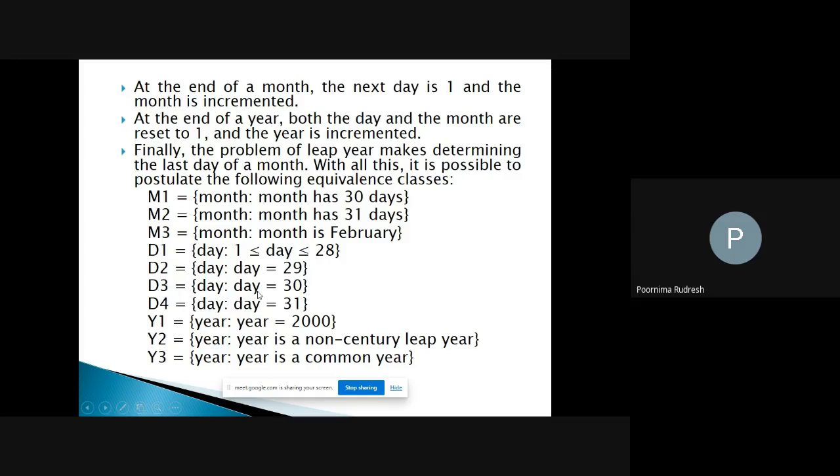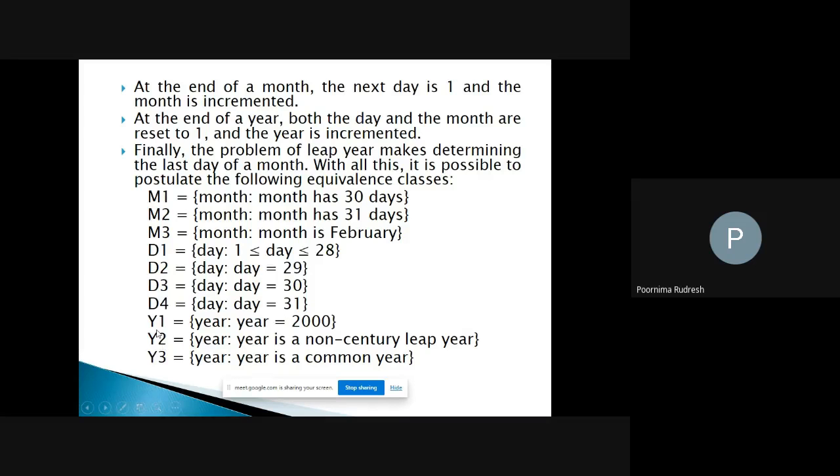Next one is D3, where the number of days is equal to 30, and for D4 the number of days is equal to 31, because a month may consist of 28 days, 29 days, 30 days or 31 days depending on the type of month and type of year.